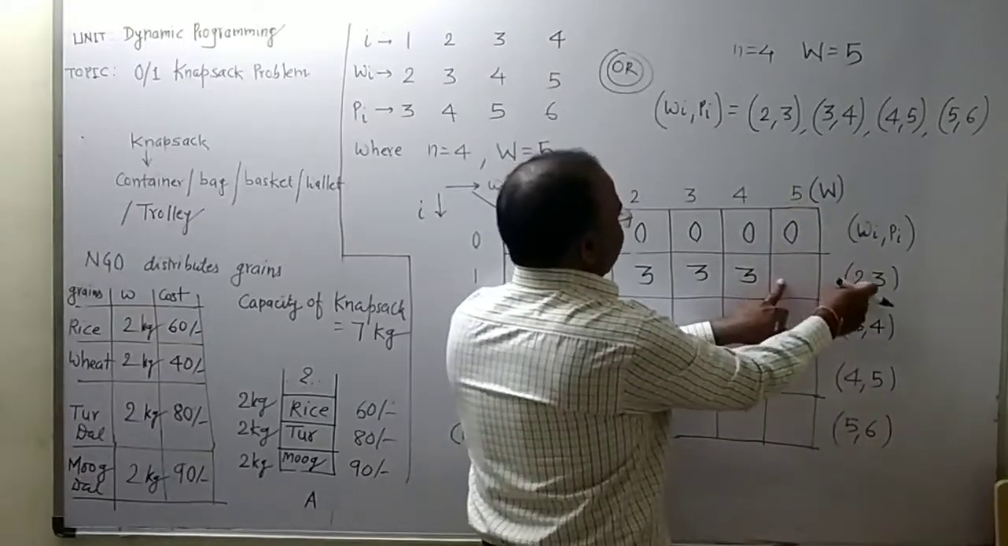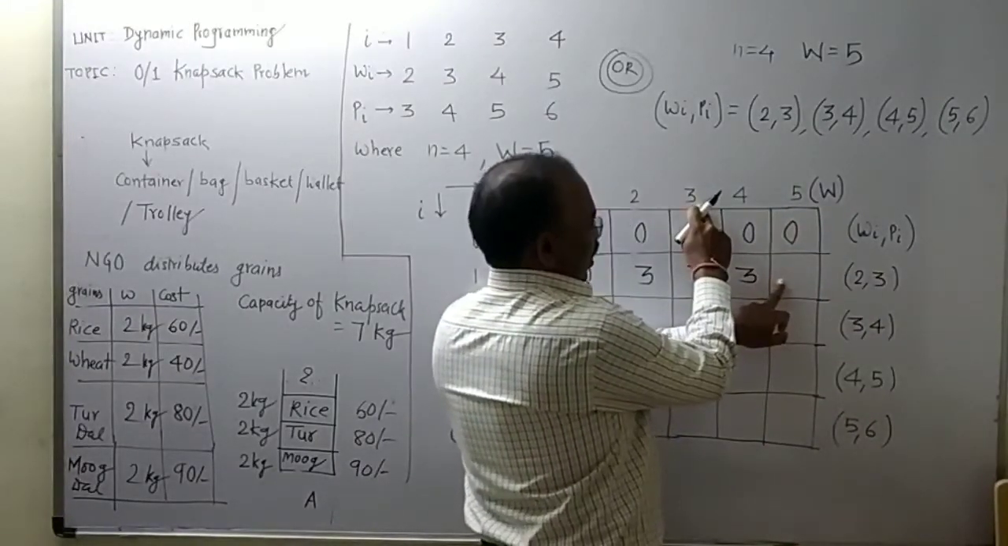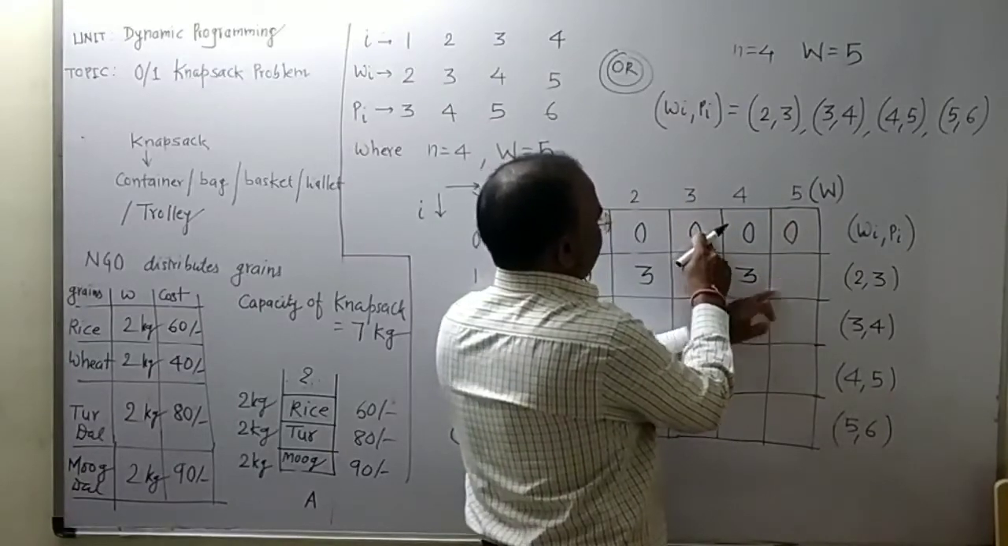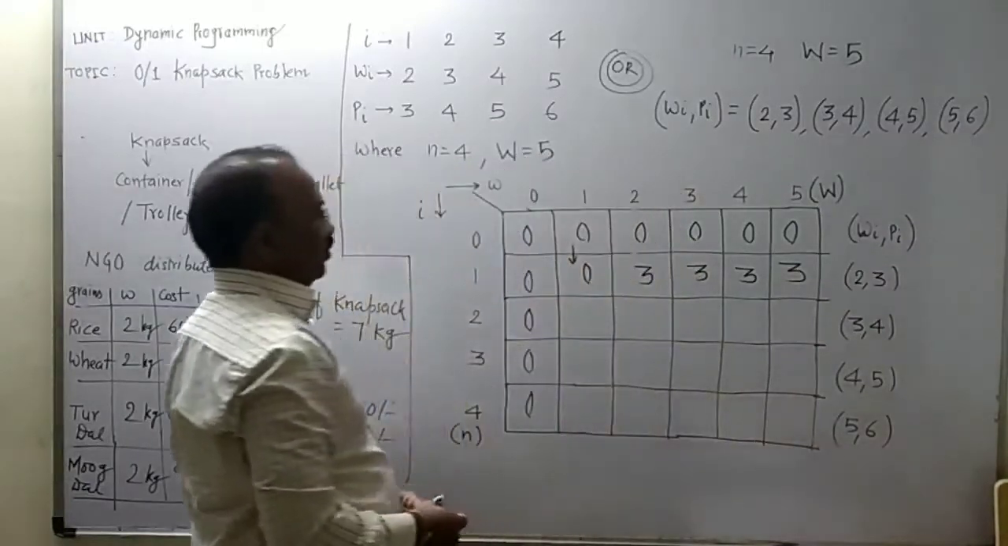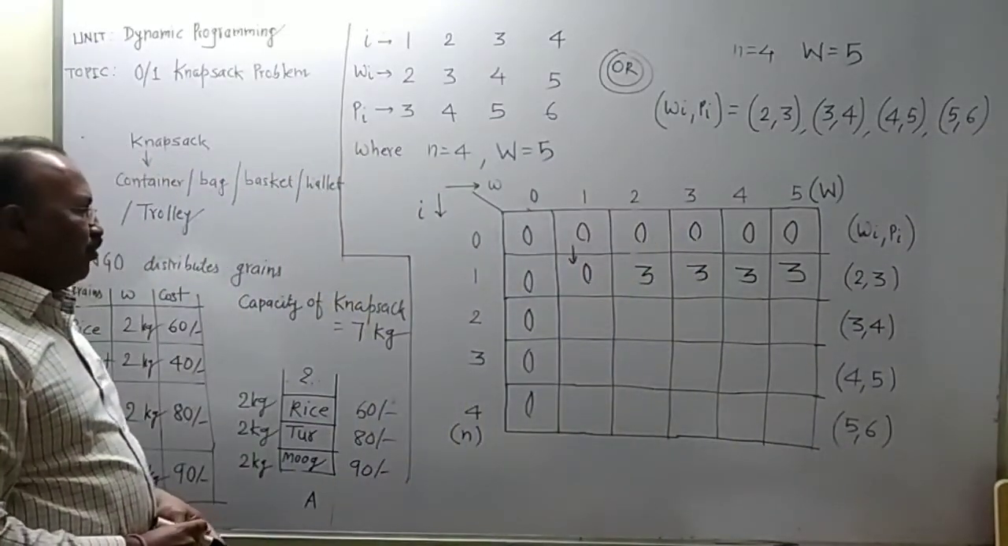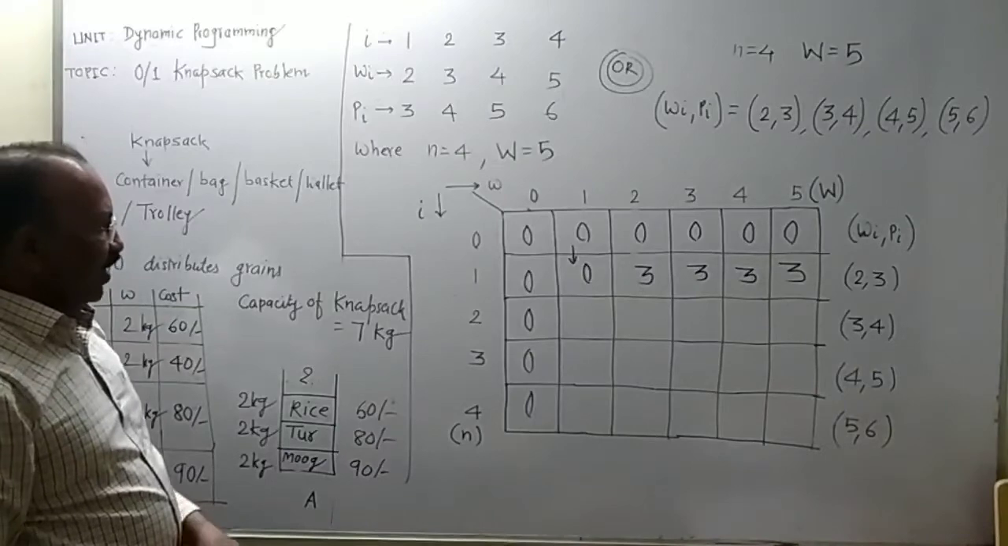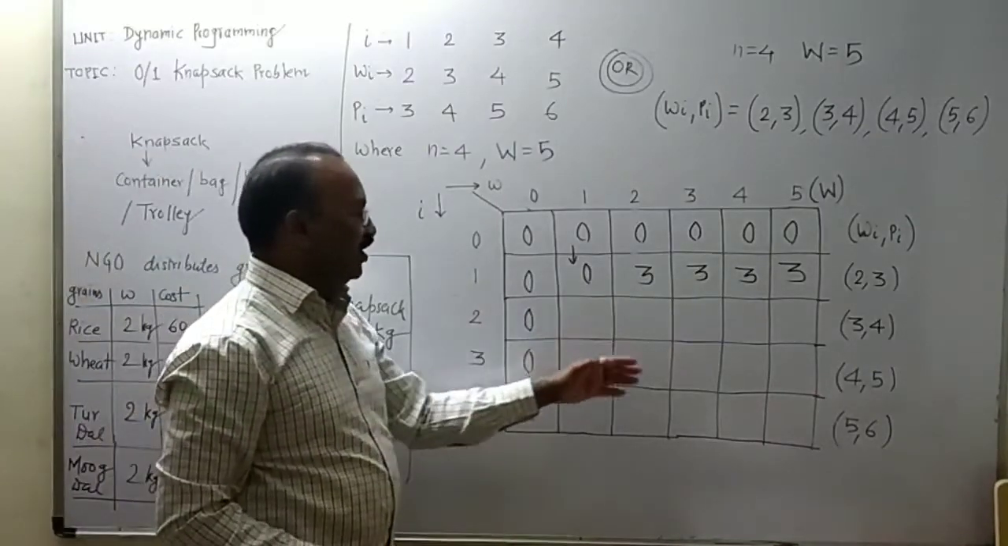5 minus 2, that is 3, means this one. And here the value is 0. Right? 0 plus 3, that is 3. Okay. Same concept we have to refer for getting the values for the remaining rows. Right?